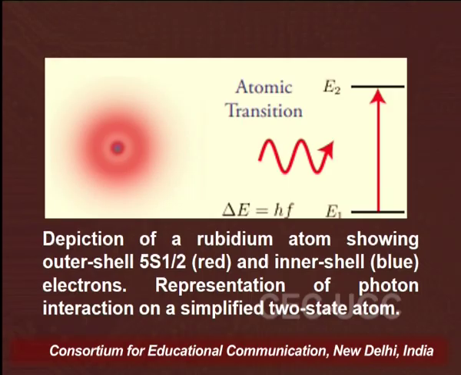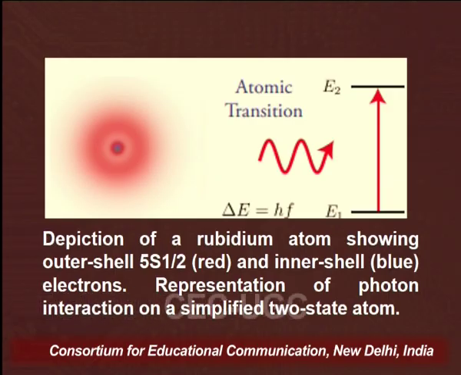Now you can see here, you all know that in the laser system we have two levels that are defined as atomic transitions between the lower level and the upper level. So delta E is equal to h times the change in frequency. Here is a depiction of the rubidium atom showing the outer shell 5s1/2 in red color, and the inner shell represented in blue.